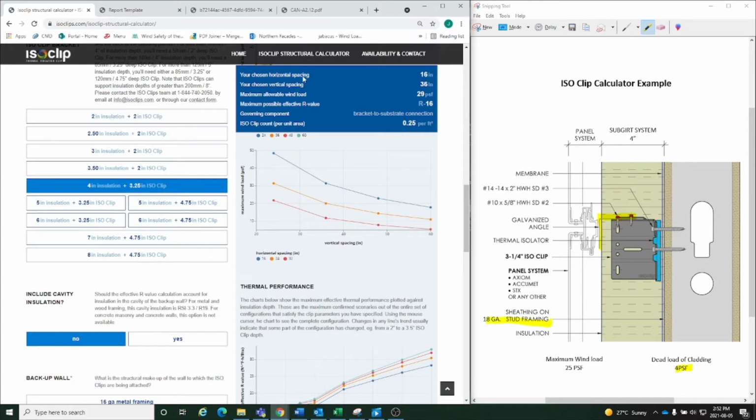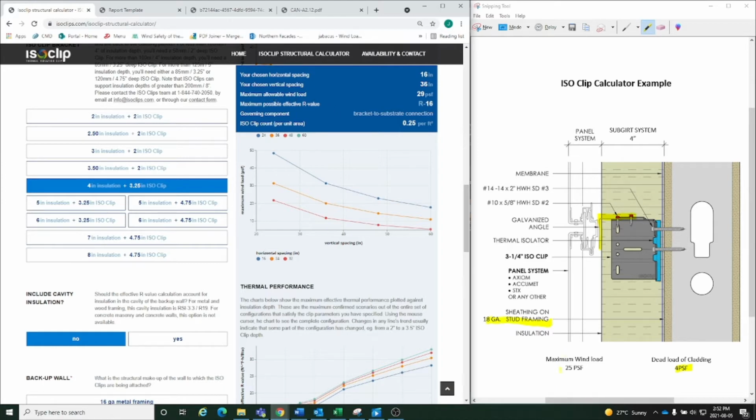So we have entered a horizontal spacing of 16 inches, a vertical spacing of 36 inches, and it tells you what maximum allowable wind load and what maximum possible effective R value you can achieve based on the inputs that you've put in. So based on the inputs we put in, we can achieve a maximum allowable wind load of 29 pounds per square foot and an effective R value of R16.